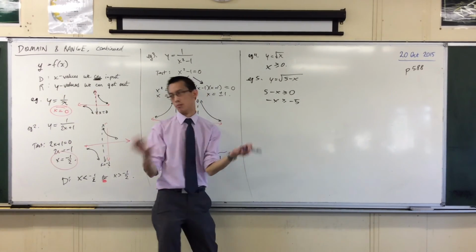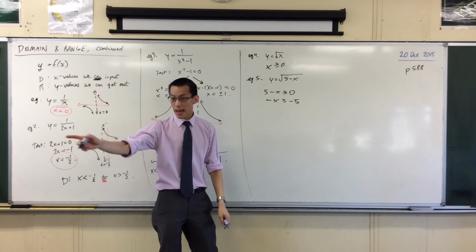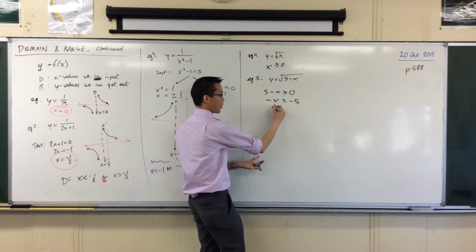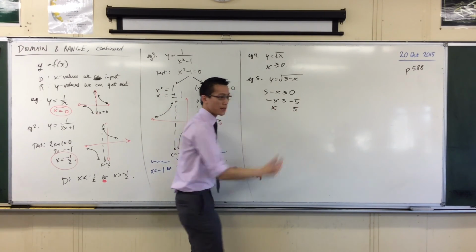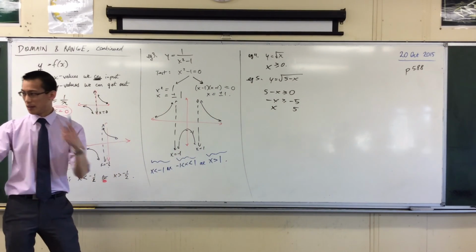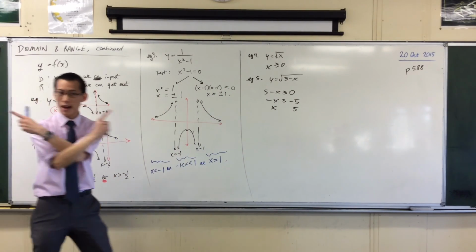I can divide or multiply. Ends up doing the same thing in this case. Yeah, I'll multiply by -1. That'll make x over here and positive 5 here. But you have to be careful. The inequality, it switches around.